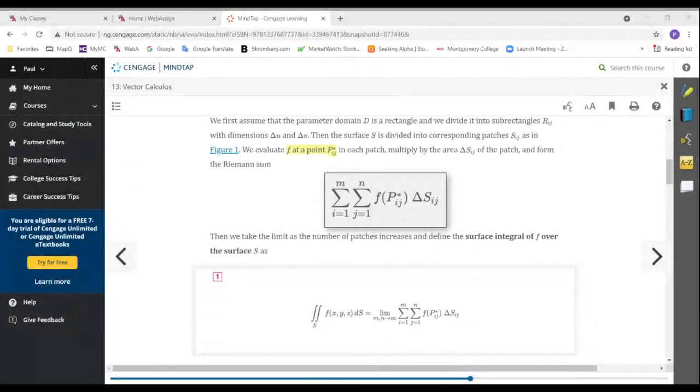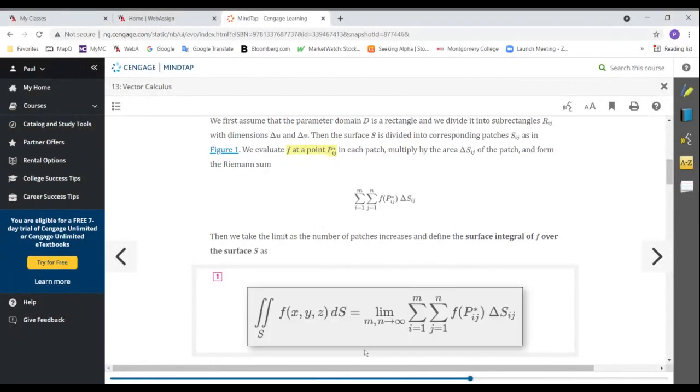If we take the limit of the Riemann sum, we get what's called a surface integral of the function over surface S. This is known as a surface integral. See how on the left side it's a double integral, because you had a double Riemann sum, and you're integrating with respect to surface area. That's a capital S, dS. You're integrating with respect to surface area. Okay, all right, this is fine.